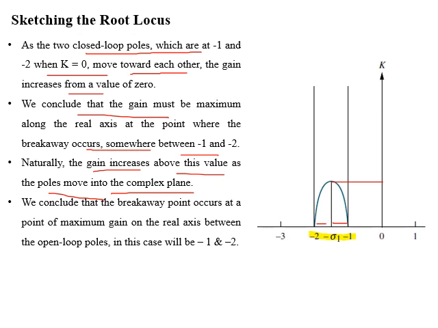So we conclude that breakaway point occurs at a point of maximum gain on the real axis between the open loop system poles -1 and -2 in this case. Students, the graph of gain is also represented in the figure, which shows that at point sigma 1 we have a maximum value of gain for poles at real axis.